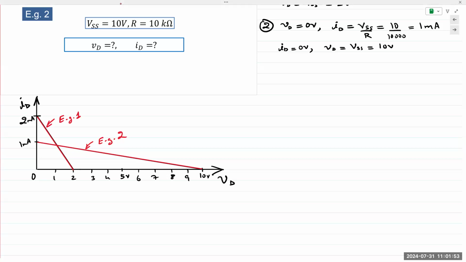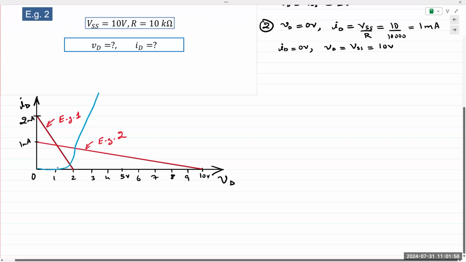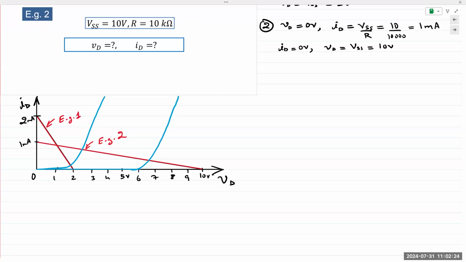So depending on the diode that you're using, you could draw out something like this. And then if it's a silicon diode, maybe a line right here. Something like this. So now you would know what your diode voltage would be depending on what power supply or what value resistor you would use.